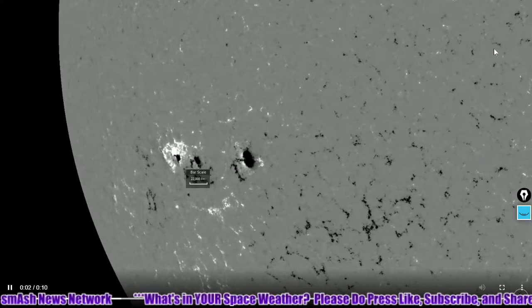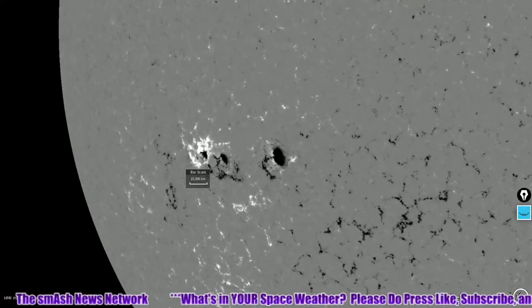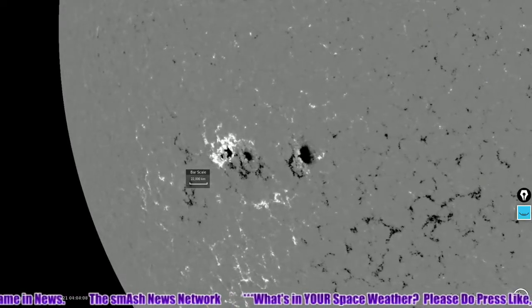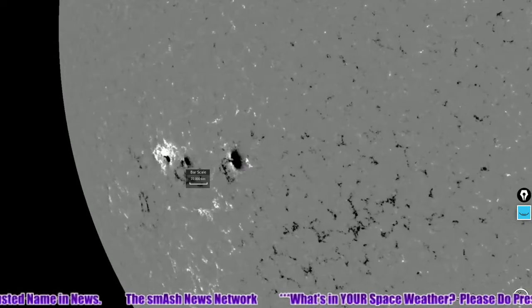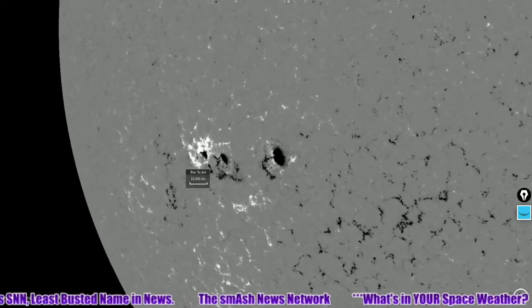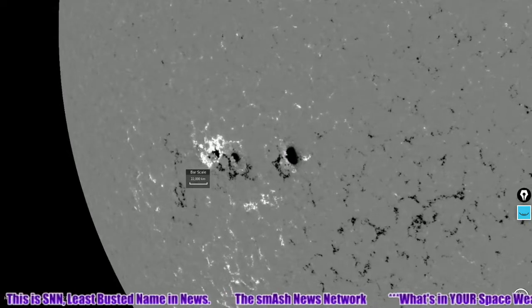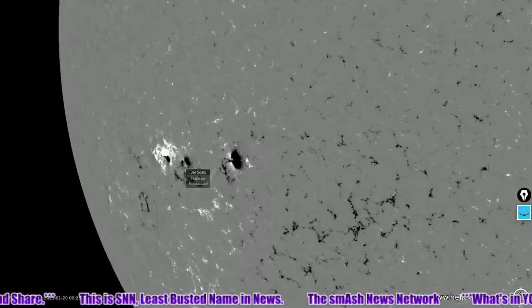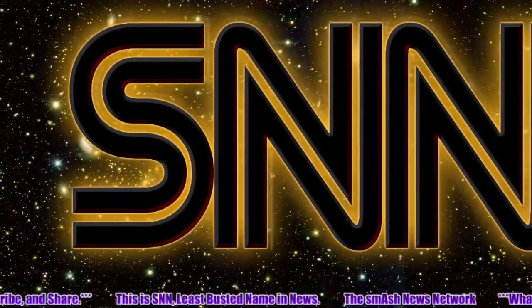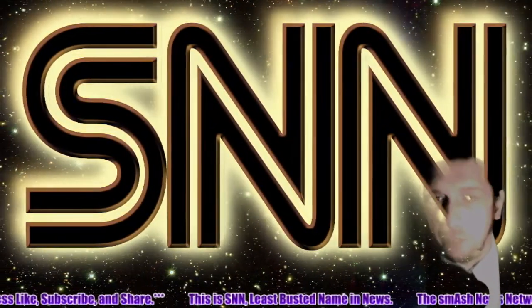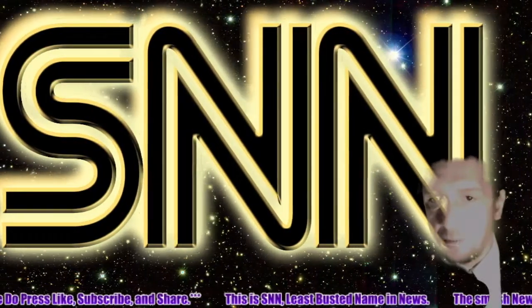And here's a close-up of sunspot 2797. And it has stayed pretty stable here in the past 24 hours. That's exactly 24 hours of data there. A little bit of missing data there on the SDO magnetogram as well. And let's just talk about some other stuff real quick here before we move on.